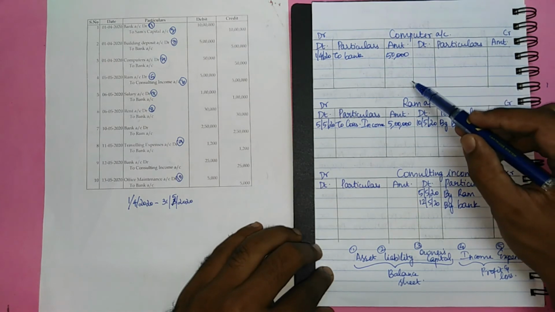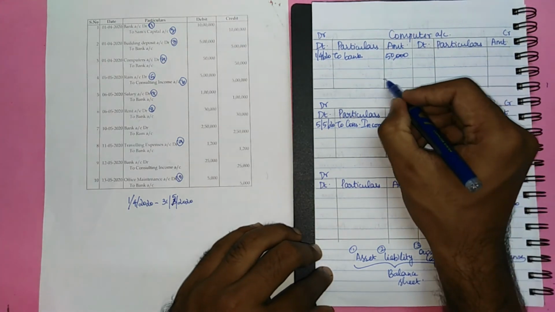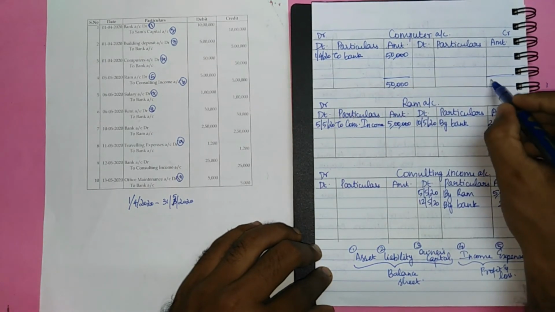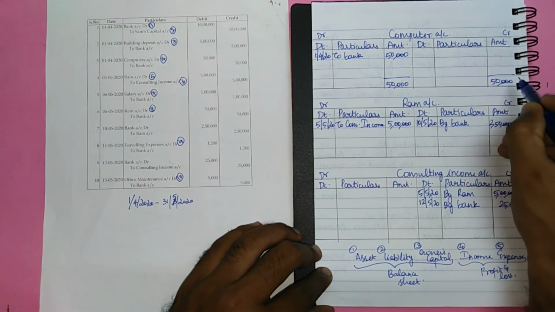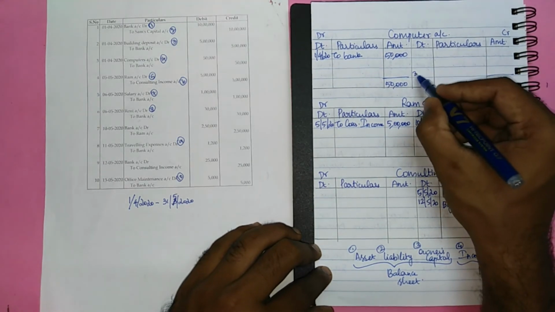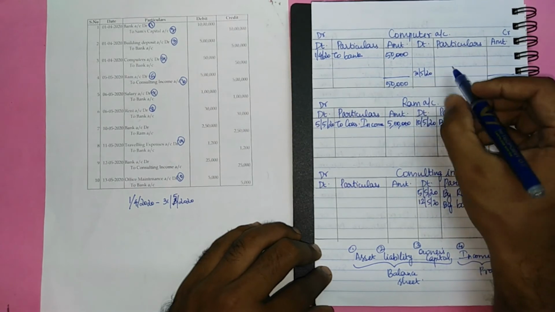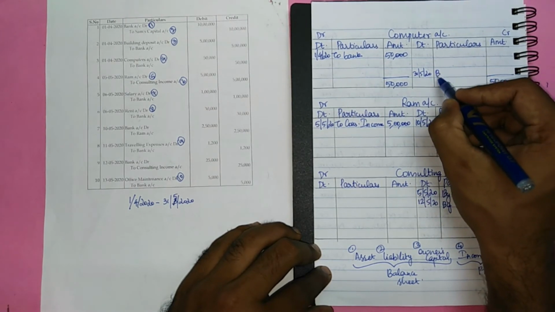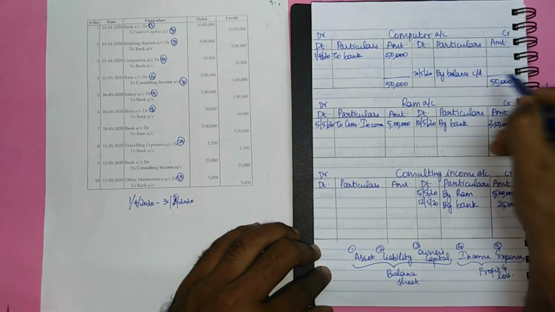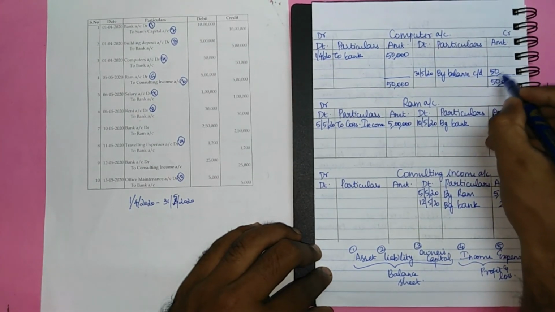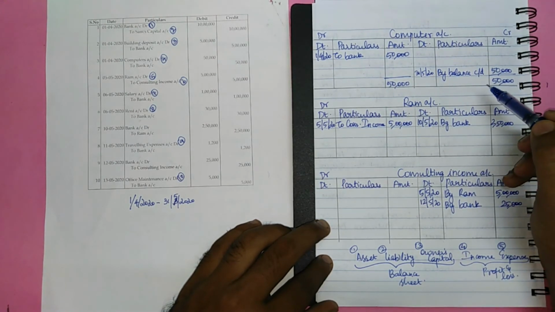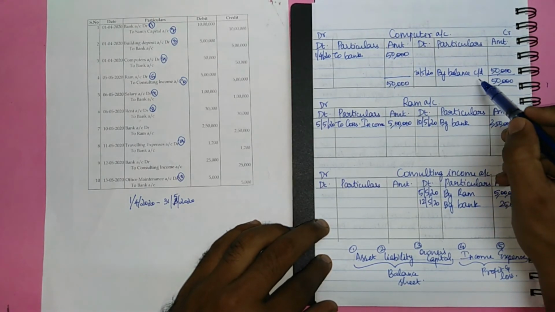The debit side has the highest total, so let us write 50,000 on both the sides. Now the balancing figure will be written on the credit side on 31st May 2020. Since it is the credit side, we will be using the words by balance carried down. The amount is 50,000. Till now we have balanced only the balance sheet items, so we are writing balance carried down.